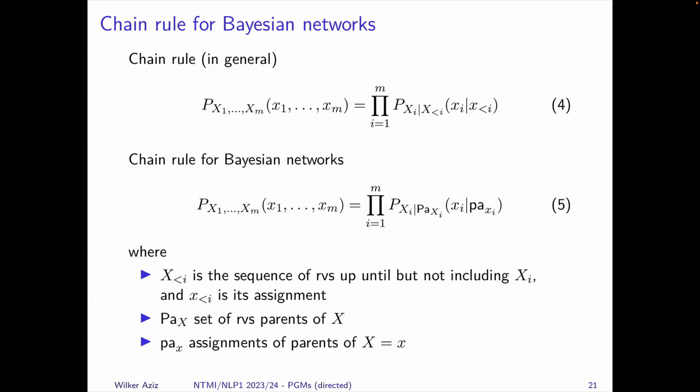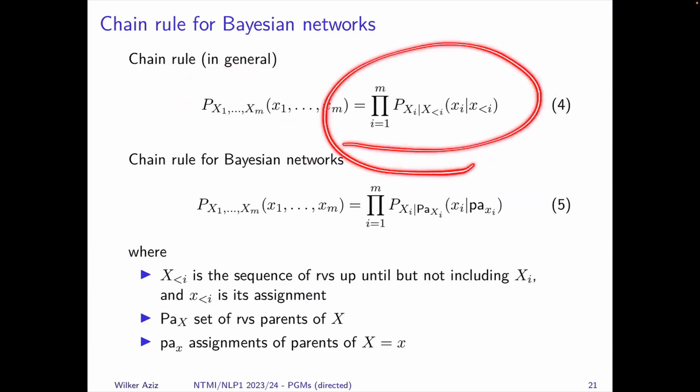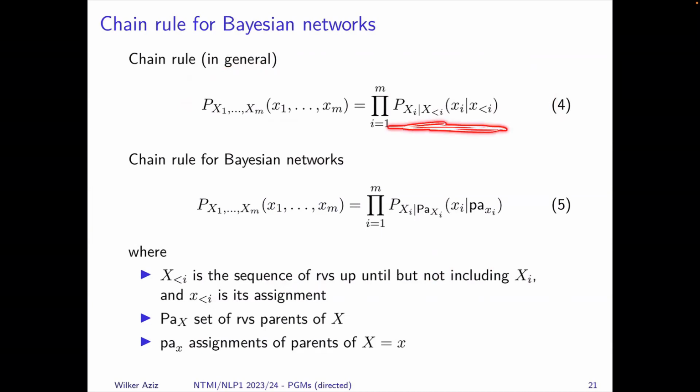And you can see what I said before. When you just apply chain rule, eventually you have a factor that ties together all random variables. The last factor in here is going to be x_m given all variables up until x_m. That's not true here. Here, the complexity of the factor, the number of random variables that the factor ties together, is going to be capped by the number of parents, by the maximum number of parents that a variable may have in the Bayesian network, in the DAG.